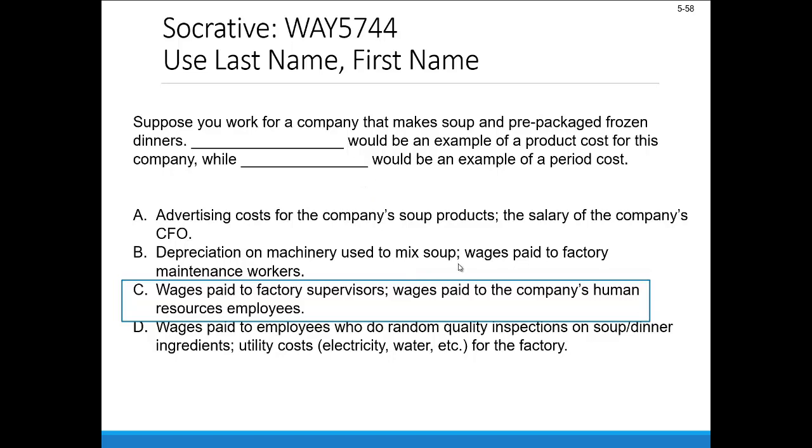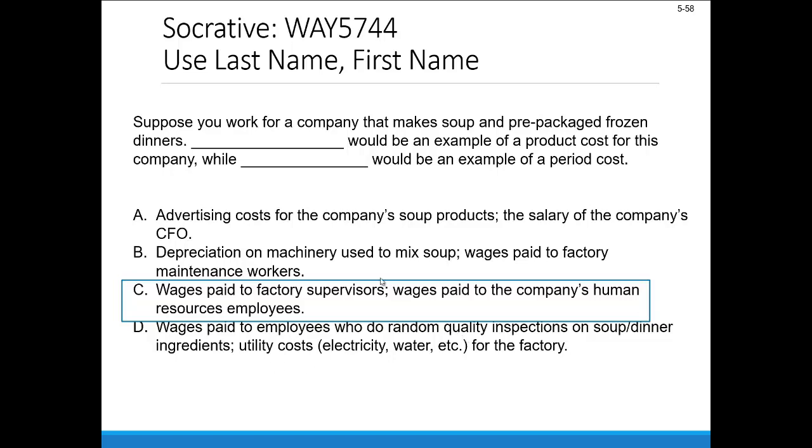But this second one, wages paid to factory maintenance workers, would not be a period cost. Any wages paid to people working in and around the production process has to be some kind of product cost. Maintenance workers, I would suggest, would be manufacturing overhead. It's more indirect labor. And then the last one here, wages paid to employees who do random quality inspections on soup dinner ingredients. So yeah, that'd be a product cost.